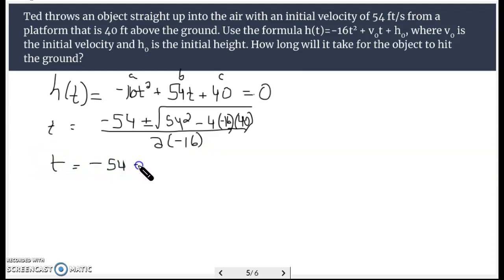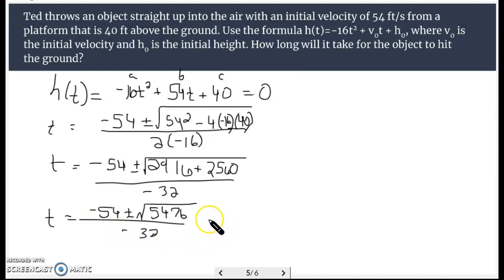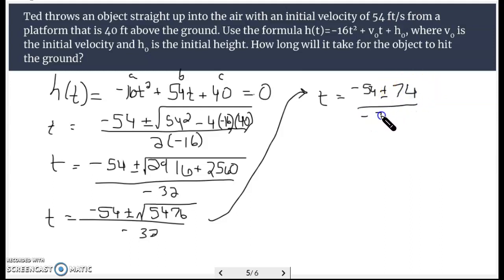Negative 54 plus or minus square root, 54 squared is 2,916. Negative 4 times negative 16 times 40 is a positive 2,560. 2 times negative 16, the denominator is negative 32. Let's simplify some more. Negative 54 plus or minus square root of 5,476, all that's divided by negative 32. Turns out 5,476 is a perfect square. We'll continue our work up here. The time when it hits the ground, negative 54 plus or minus square root of 5,476 is 74. All that's over negative 32.